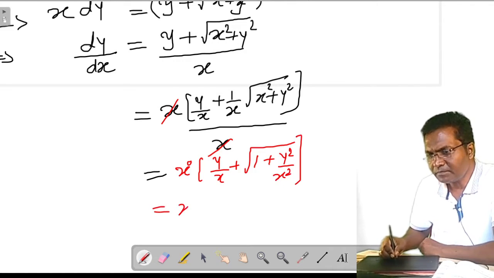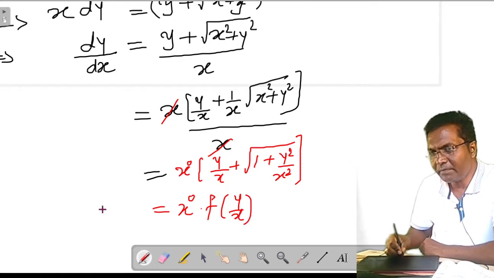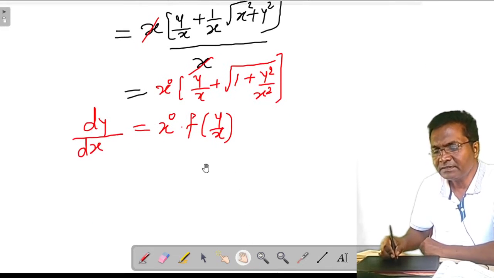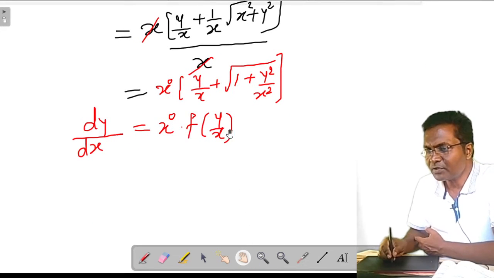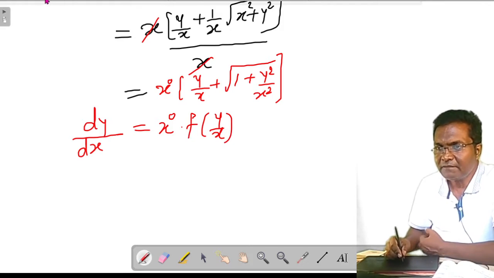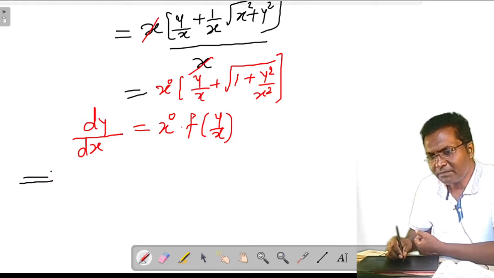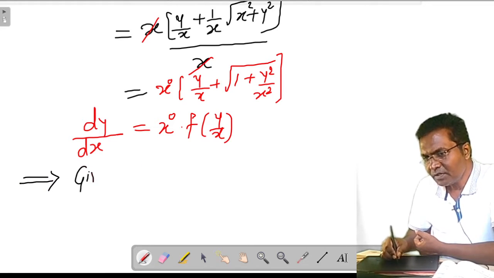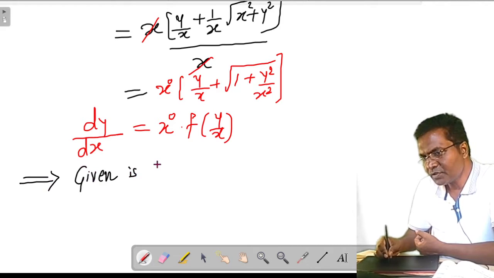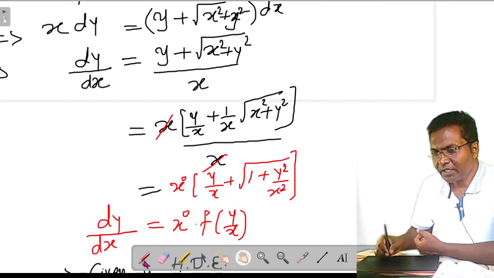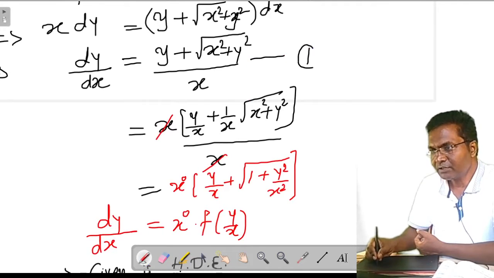Now this is of the form x power 0 f of y by x. So dy by dx is expressed in the form of x power 0 f of y by x. That is, the given right hand side function is a homogeneous function of degree 0. So this implies the given equation is a homogeneous differential equation. Now you need to solve it. Okay, so I can call this equation 1.